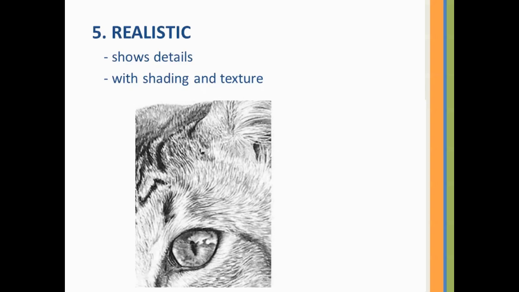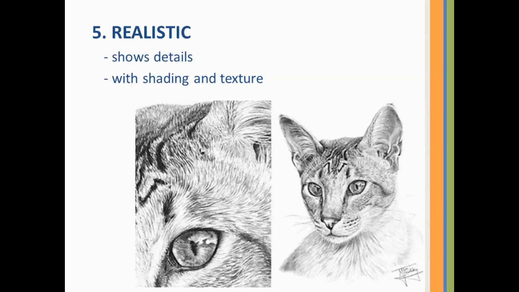The fifth type of illustration is the closest to reality. This is called realistic illustration. This type shows the details of the thing it represents. Look at this example. This is a realistic drawing of a cat. It has shading and emphasizes texture.